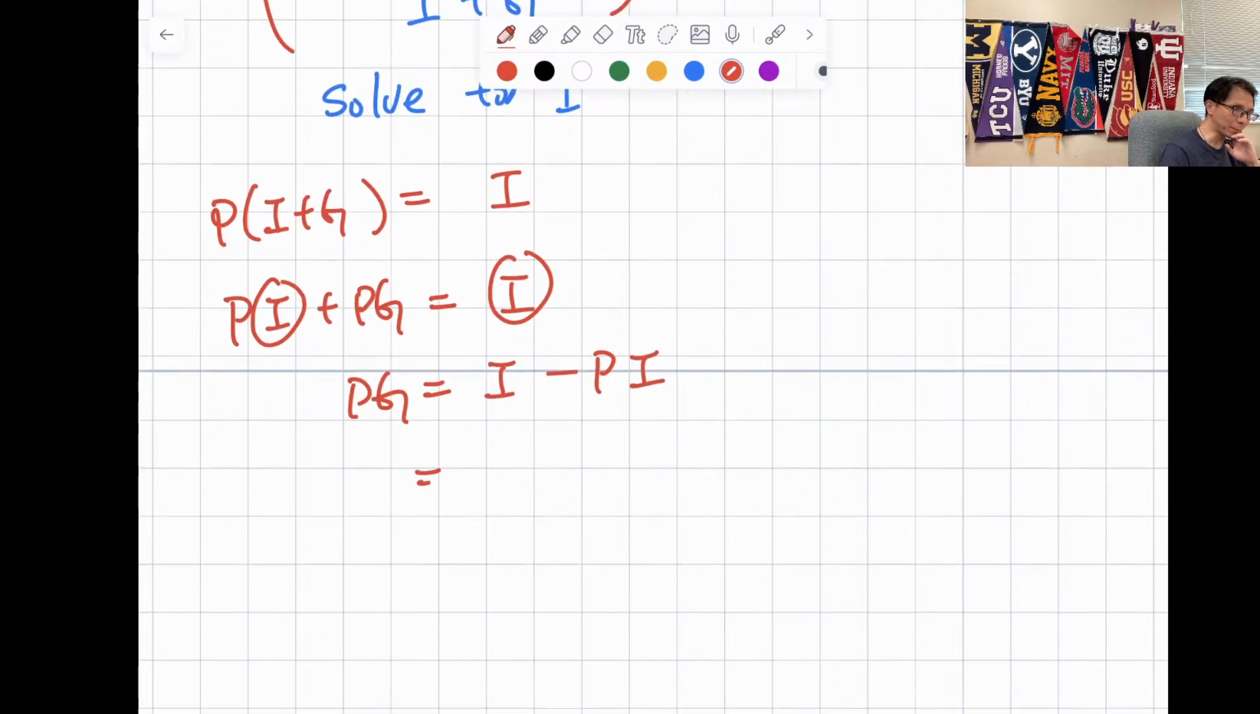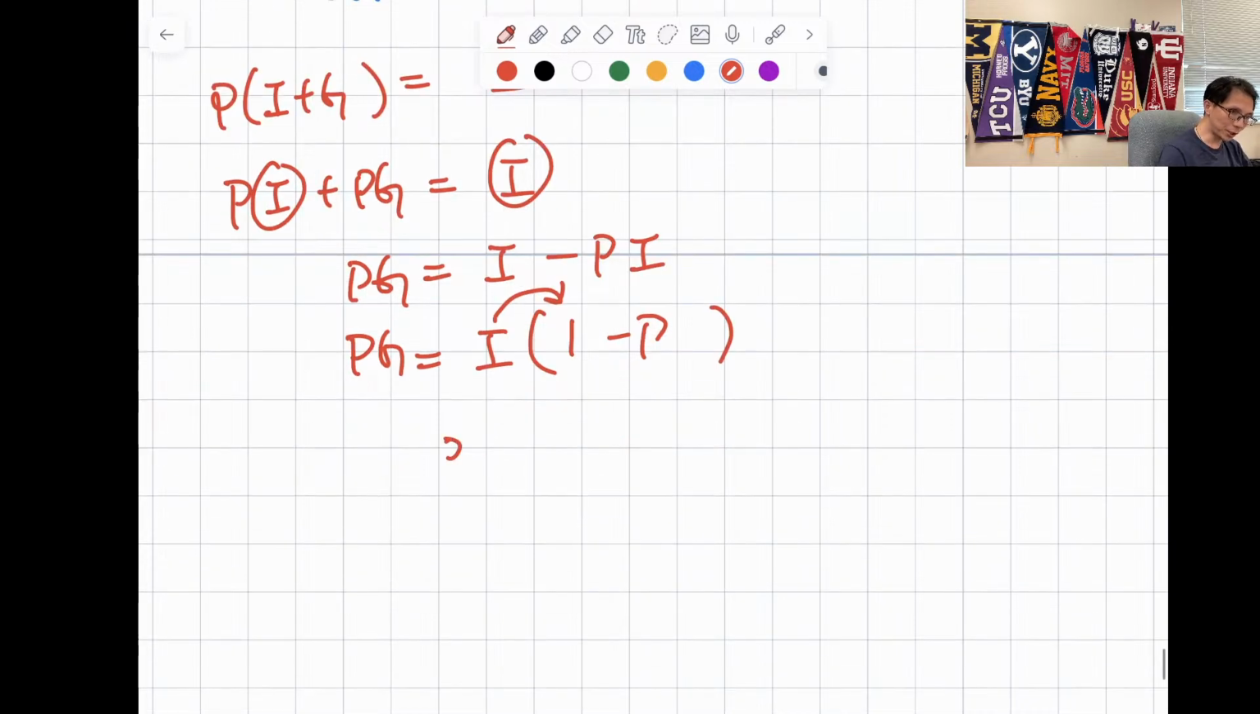But this one you have to be careful though. Alright. If you factor out I, what do you have inside? 1 minus P, not just negative P. A lot of people just put negative P. How many of you guys put negative P? You gotta be careful. There's a 1 there. Because if you distribute I inside, it has to be an I. If you distribute inside, it has to be a P. So it'll be PG over 1 minus P, and that's equal to I.